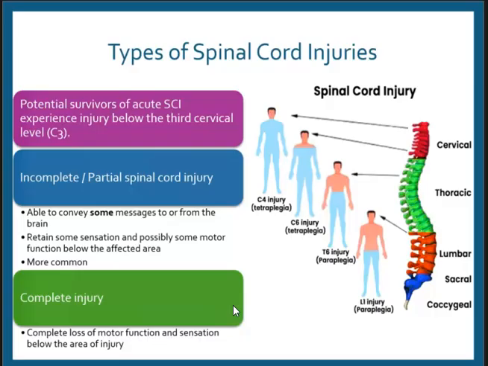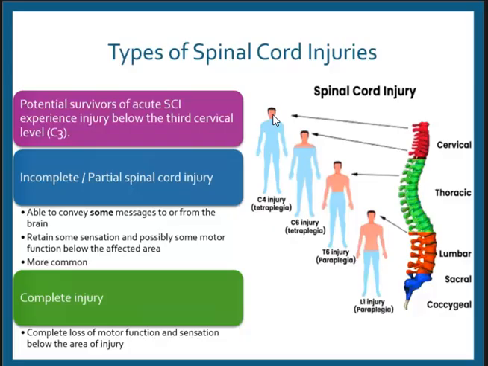Potential survivors of acute SCI experience injury below the third cervical level. So what does that mean? Anything C3 and above equals death. Why? Think about where your spine is. So C4 injury. What is in the back of the head right there? Well, you've got your C3, but you also have your brainstem.